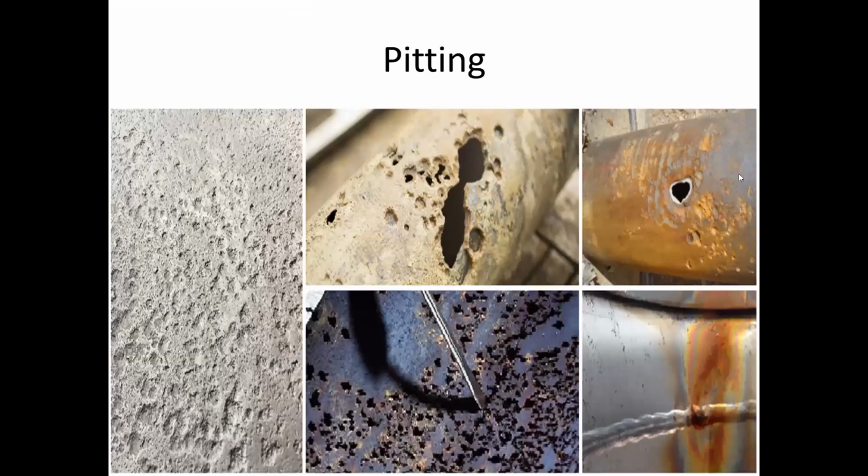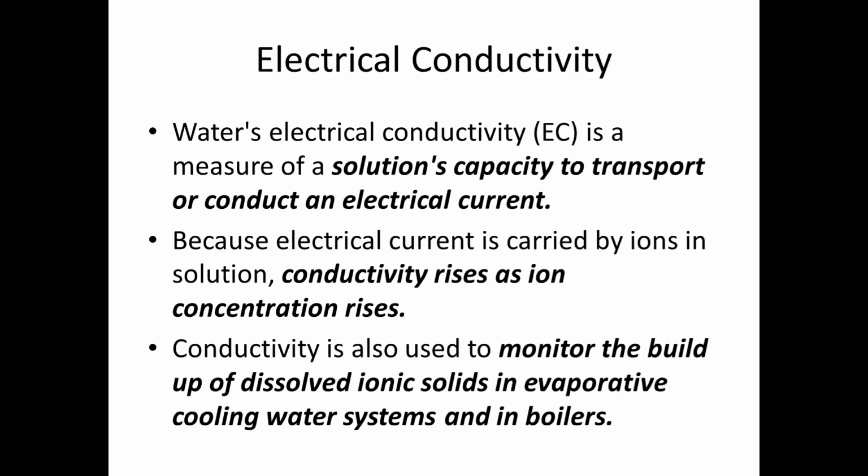Pitting corrosion. So you already know this from our discussion on corrosion last week. The next parameter that is important in water analysis is electrical conductivity. Water electrical conductivity, EC in short, is a measure of a solution's capacity to transport or conduct an electrical current.